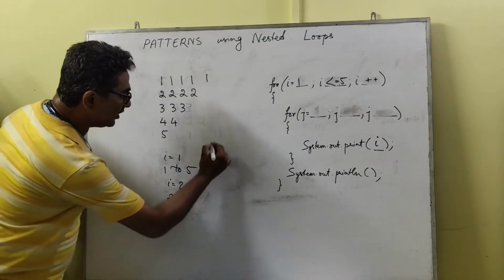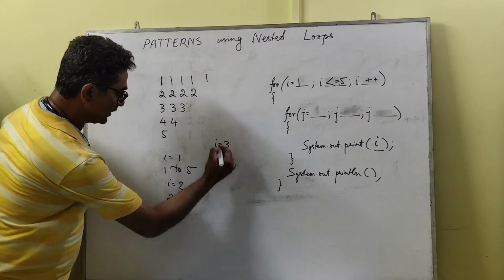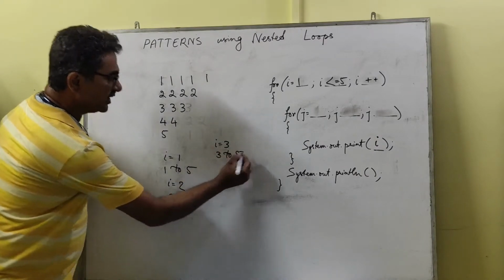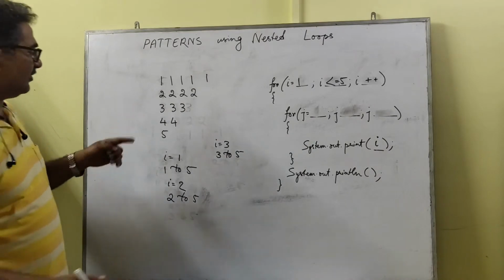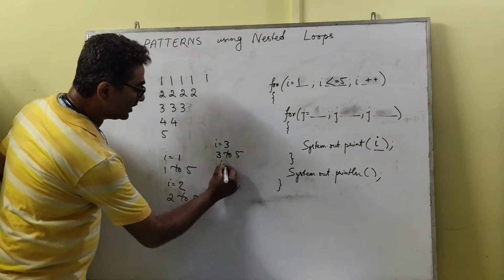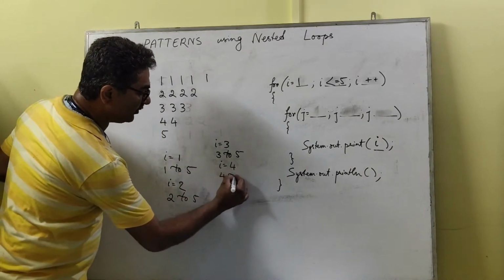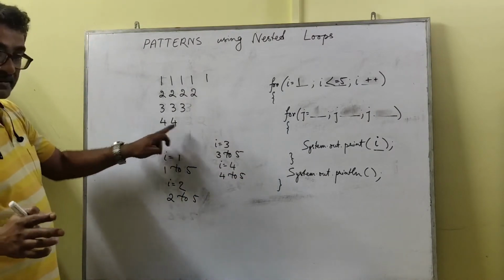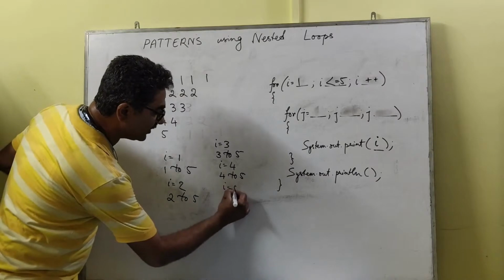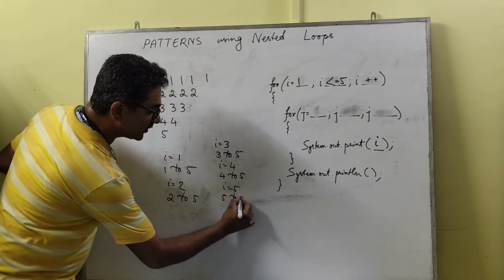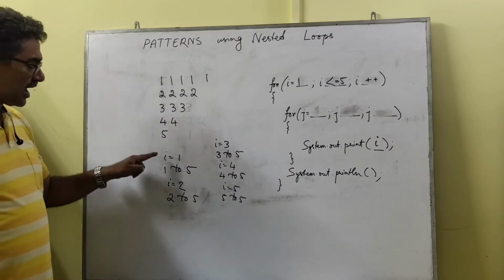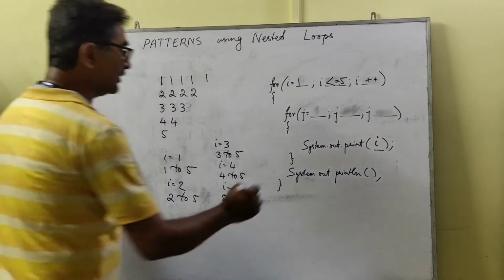Next time, when the value of I is 3, it runs from 3 to 5. 3 to 5 means thrice, 3, 4 and 5. This is what happens. When the value of I is 4, 4 to 5. 4 to 5 means 4 and 5, 2 times. So 2 times 4 gets printed. When the value of I is 5, 5 to 5. Just once. So we can tell that the inner loop starts from I but always ends at 5.